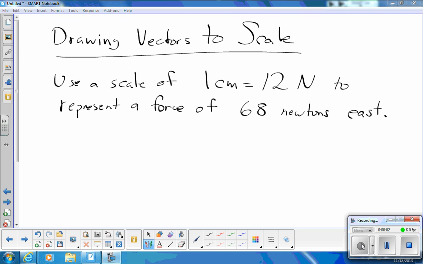Okay, we are learning how to draw vectors to scale. Here's a problem using a scale of 1 centimeter equals 12 newtons. Represent a force of 68 newtons east by drawing the appropriate vector.